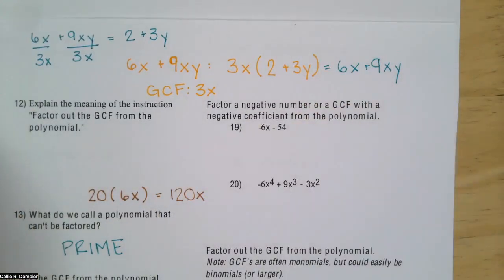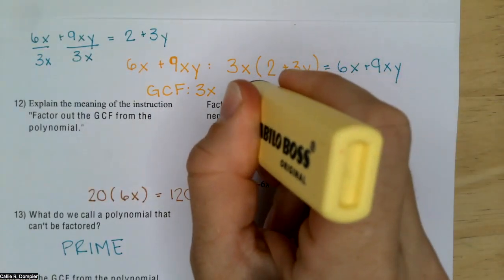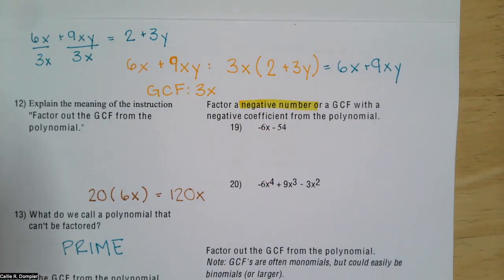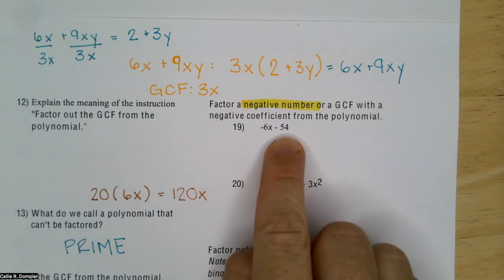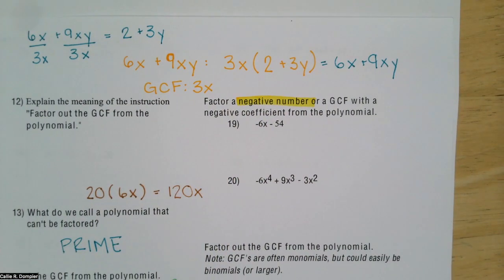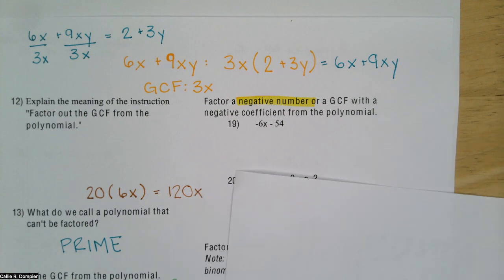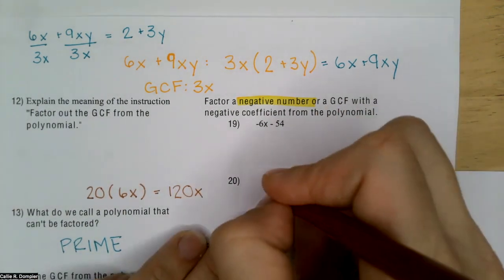Factor a negative number out of the polynomial. Okay. So negative 6x minus 54, it sounds scary, but both of those numbers are negative, so we're just going to take out a negative. Sound okay? So negative 6 and negative 54. Treat it like it's positive 6.